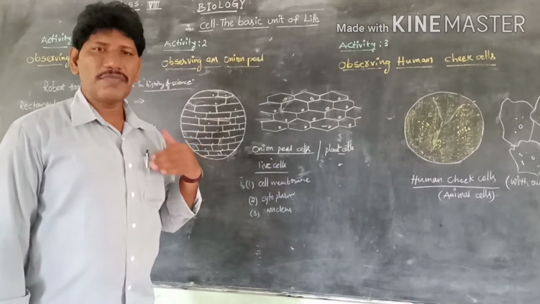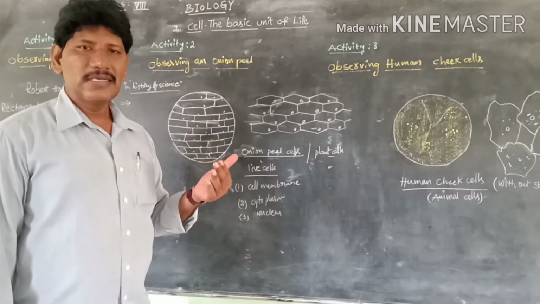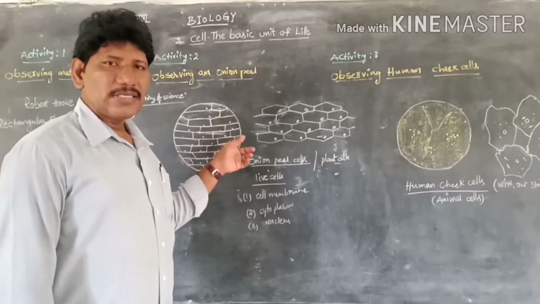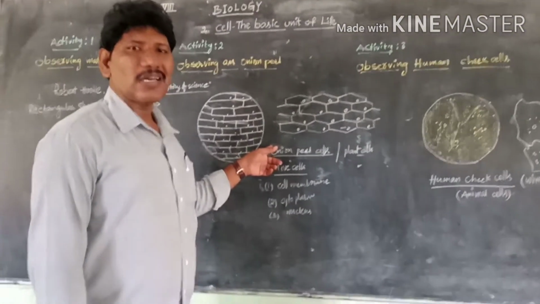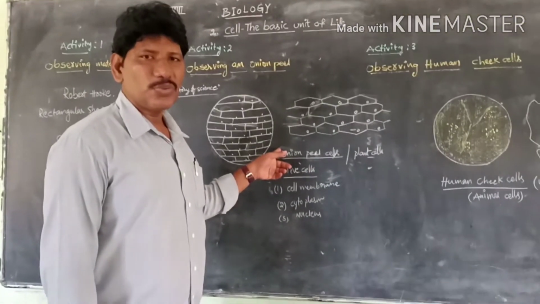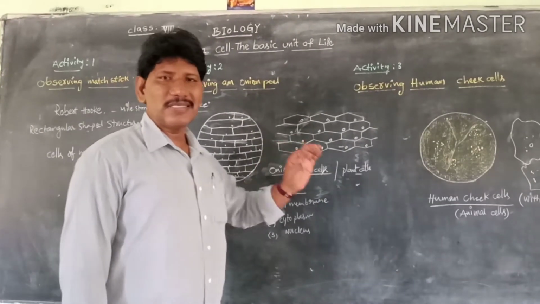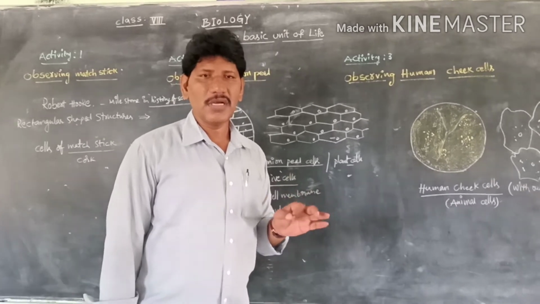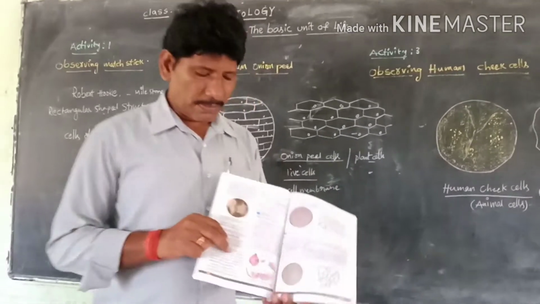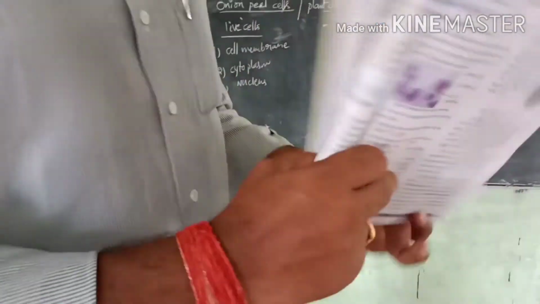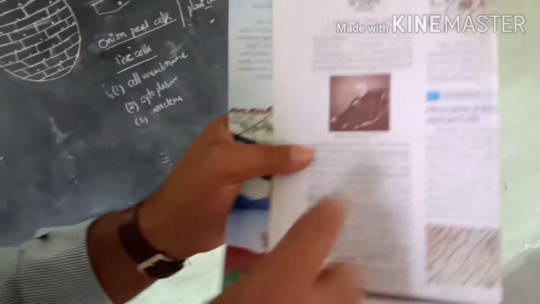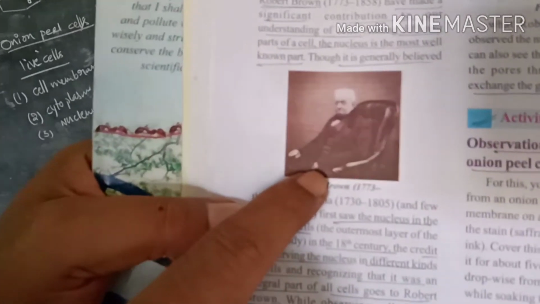So nearly 150 years after the discovery of the cell, a significant observation was made by Robert Brown, the scientist. Robert Brown observed the nucleus in orchid leaves. So he is the person who made this significant observation.